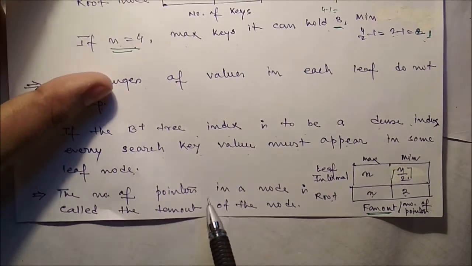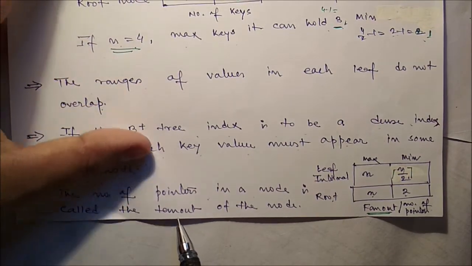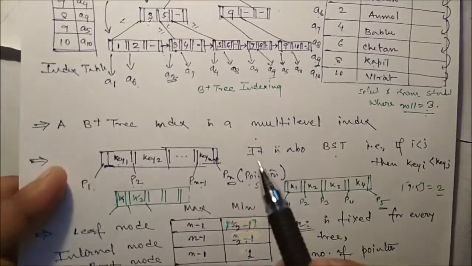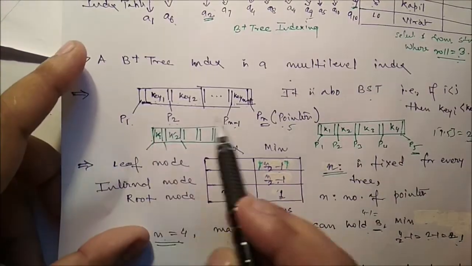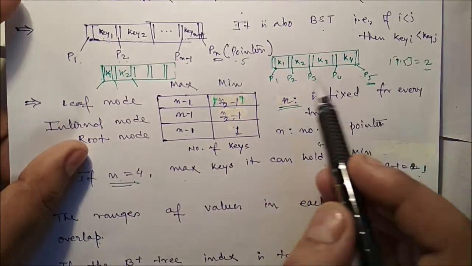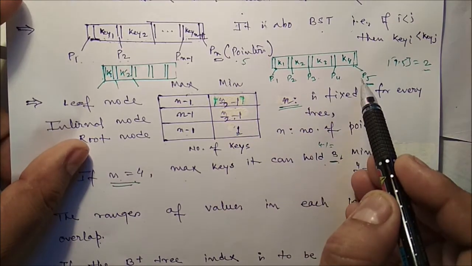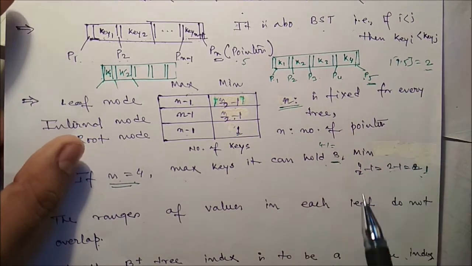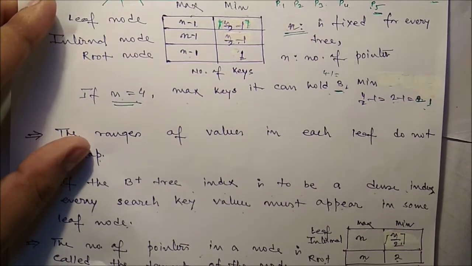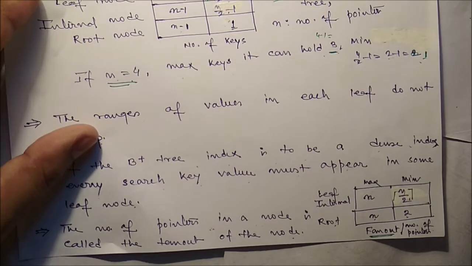And the number of pointers in a node is called the fan out of the node. So these are the pointers, these are called pointers. So here the total fan out is 1, 2, 3, 4, 5. Are you getting this one? So that is what the number of pointers in a node is called, the fan out of the node.